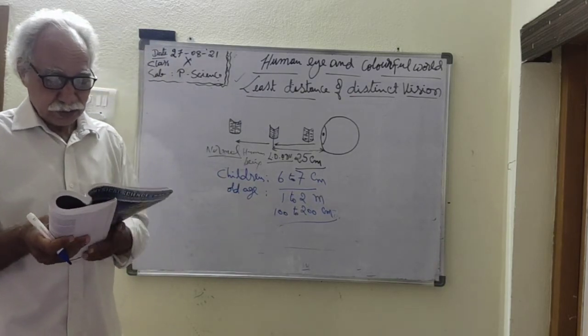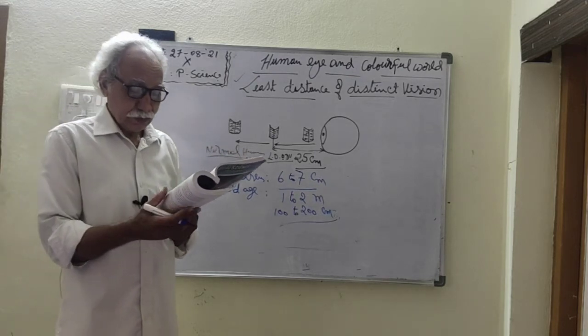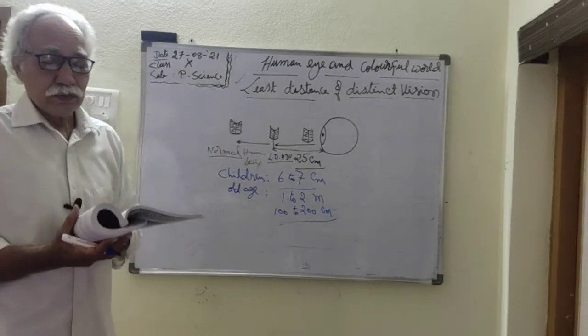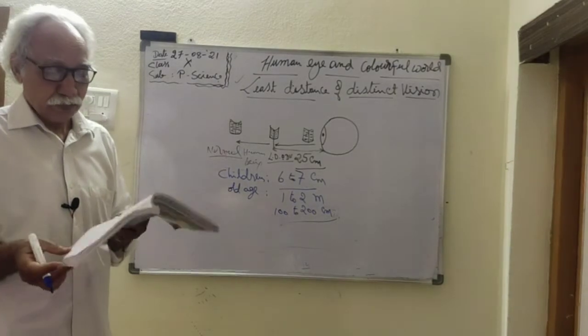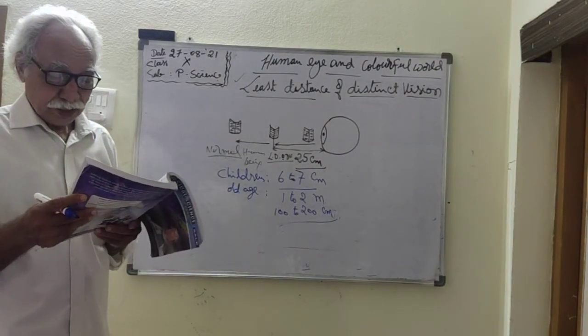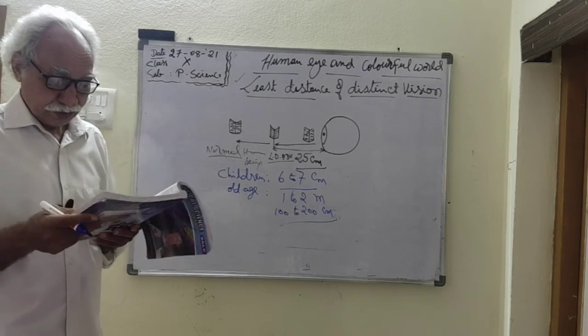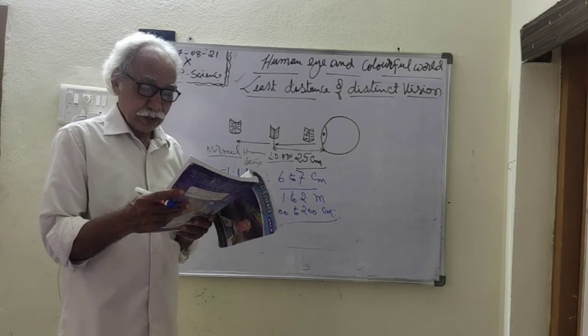Now next, another topic: the vision of the image of the object in the eye, and the angle of vision of a human being. You can see the structures. Angle of vision.